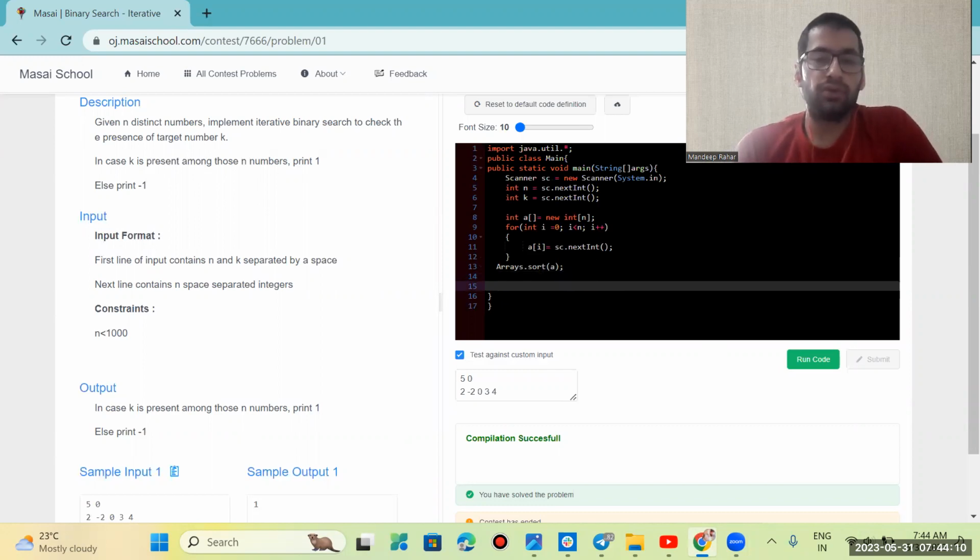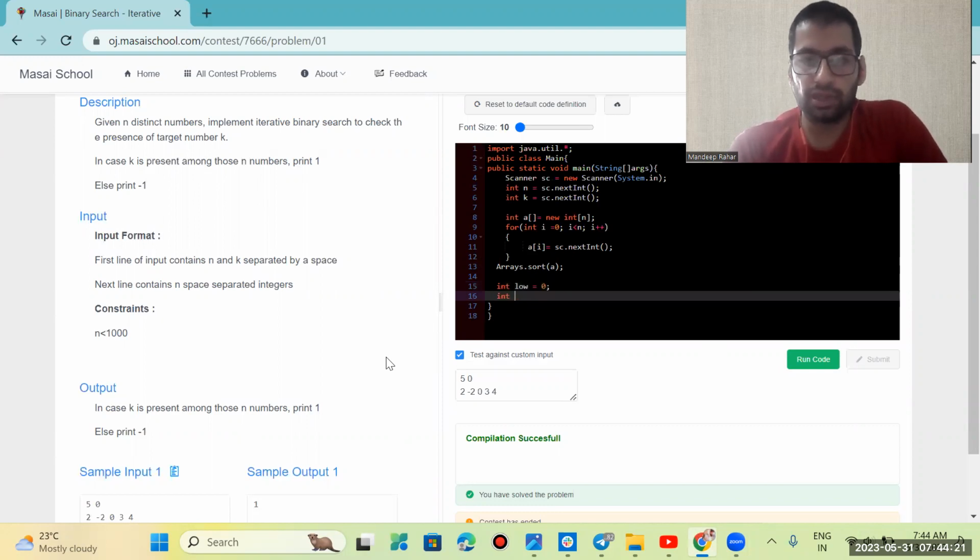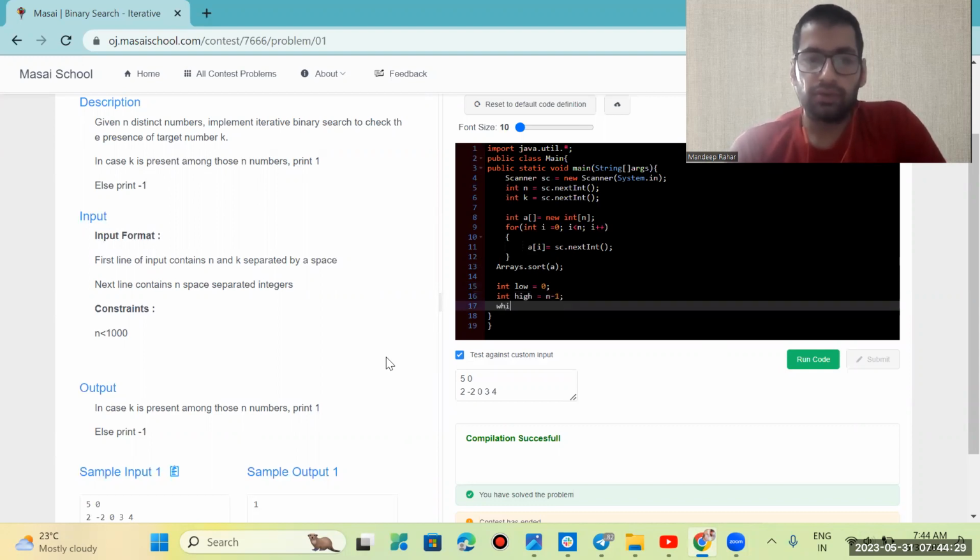So now I am going to take my low. Integer low, which index? 0. Integer high, n minus 1. And now I am going to take my count, integer count. Okay, count equal to -1.